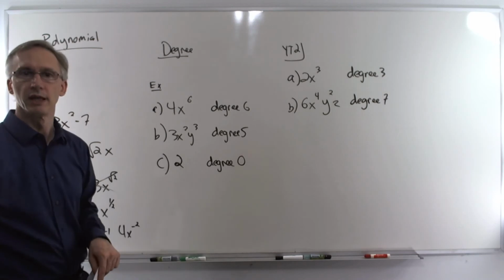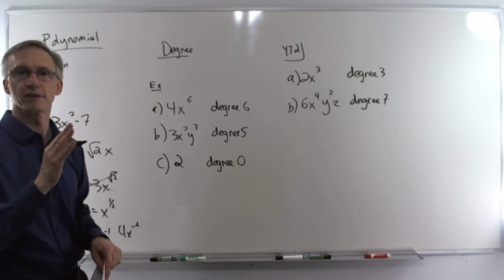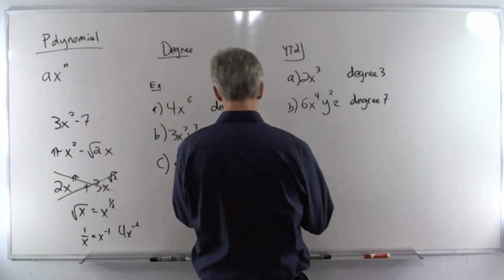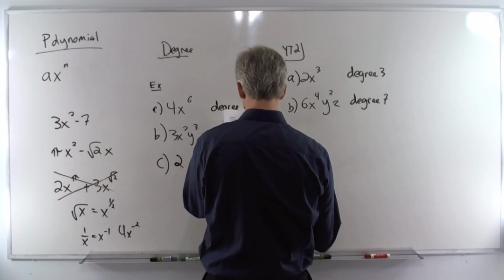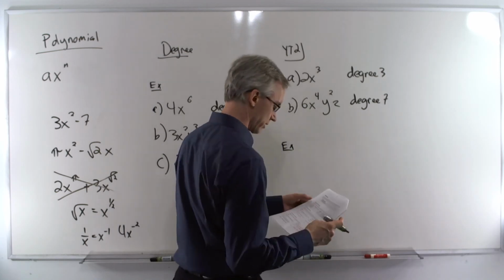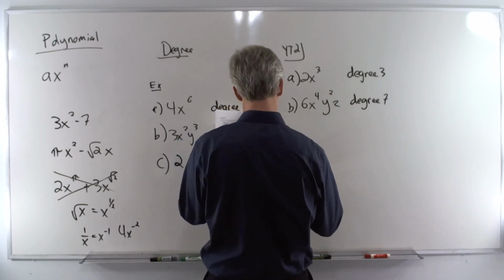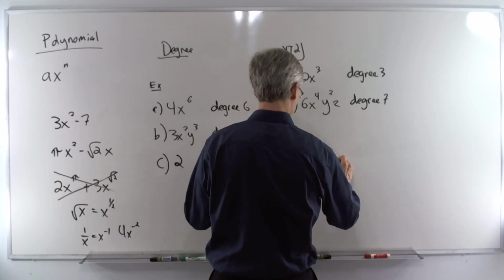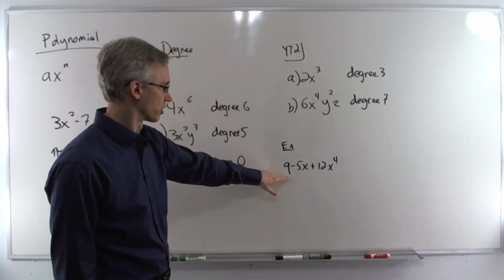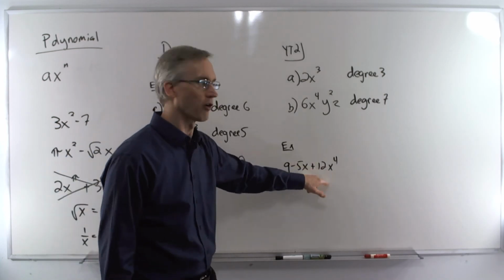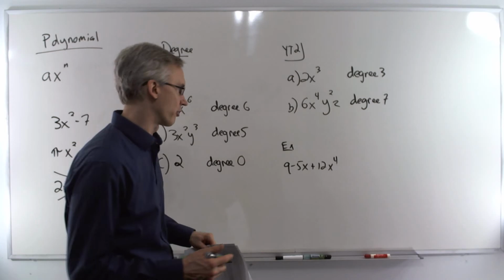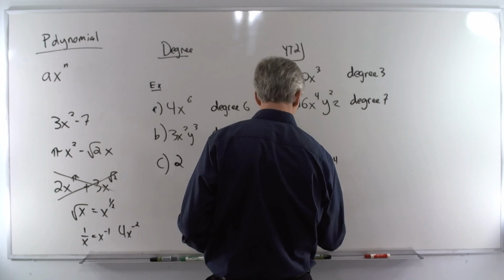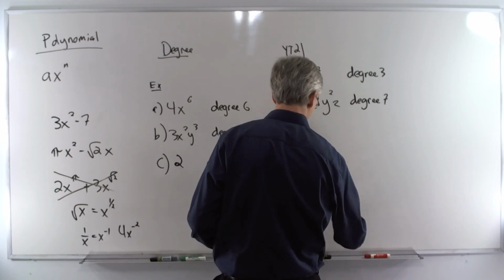Now, the degree of the polynomial is the greatest degree of all the terms. So you find the degree individually of every term and just select the highest one. So for example, we're going to classify this polynomial and state its degree. So we're going to tell what type it is and the degree. 9 minus 5x plus 12x to the 4th. All right, so the degrees of the terms are degree 0, degree 1, and degree 4. The highest one is 4, so this is a degree 4 polynomial. And it has 1, 2, 3 terms, so this is a degree 4 trinomial.